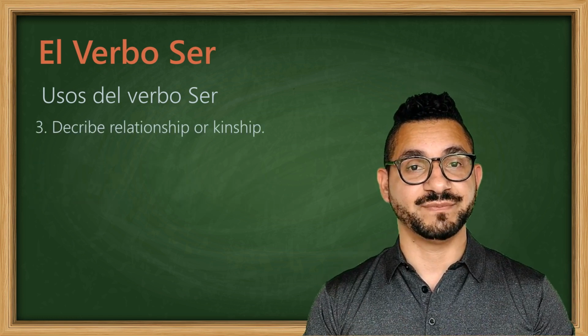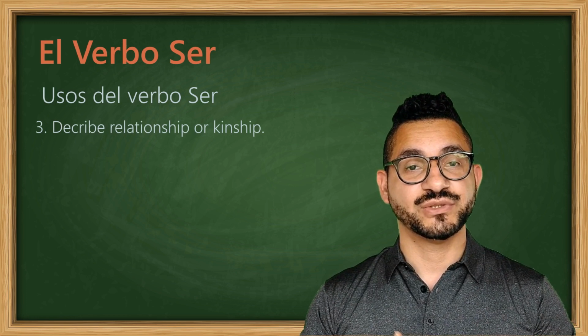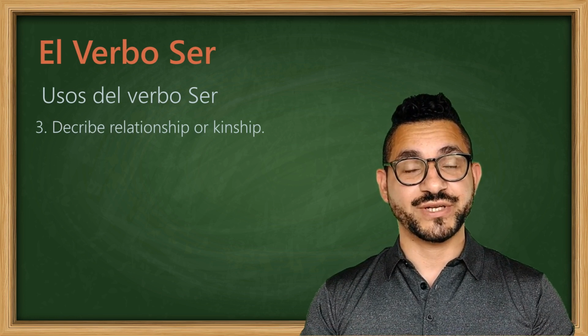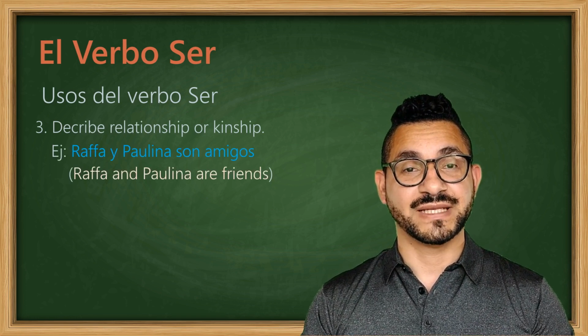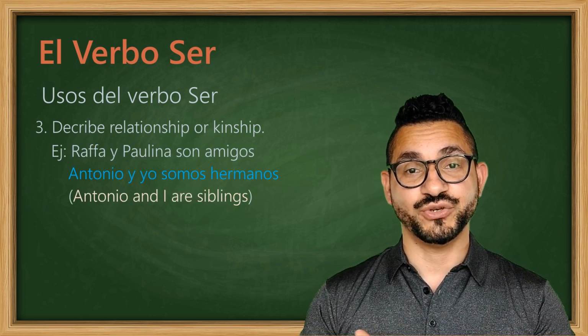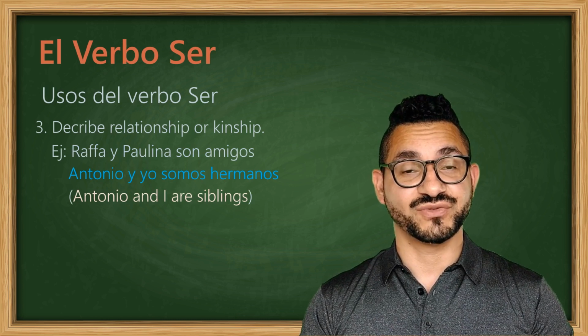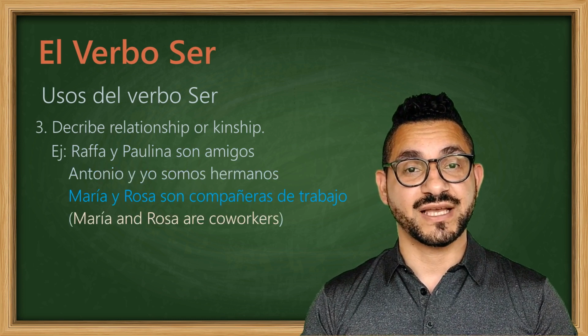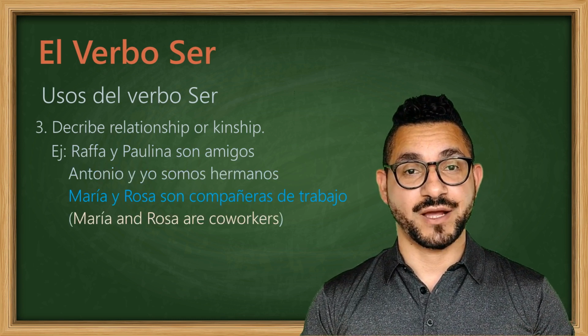Use number 3. We use the verb ser to talk about relationship or kinship. For example, Rafa y Paulina son amigos. Antonio y yo somos hermanos. María y Rosa son compañeras de trabajo.